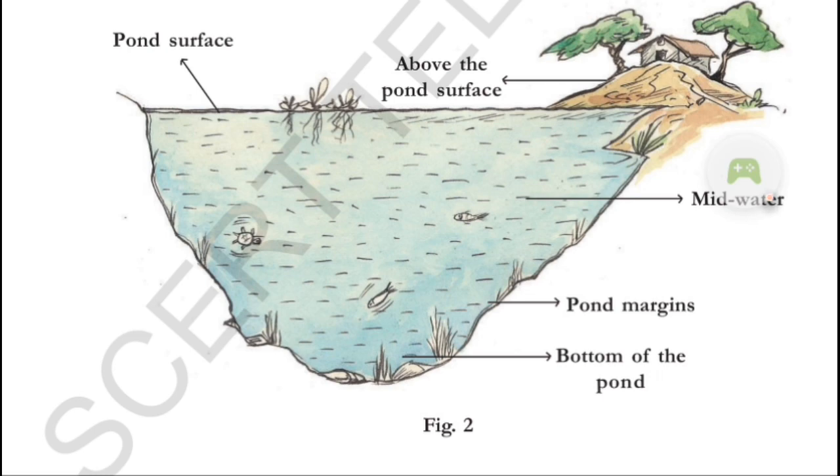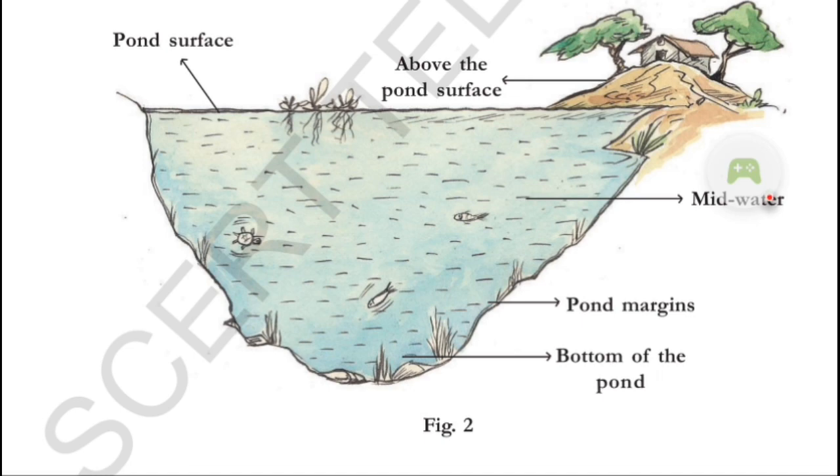If you take the margin of the water, the pond margins, there are different pond creatures present on the margin. Even fish usually rest on the margin of the pond, and other water living animals also rest on the margins of the pond. Next, you see the fish move all around the pond. The fish cannot live at a particular place. You cannot see the fish living in a particular place of the water; it always moves here and there.